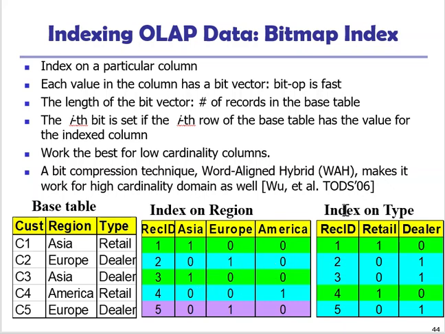Similarly, we can create an index on type. So retail and dealer become the columns. Every unique value in this column becomes a new column in our bitmap index. The advantage of the bitmap index is we are encoding our information in 1s and 0s. Those are the bits, right? So 1 is true, 0 is false.